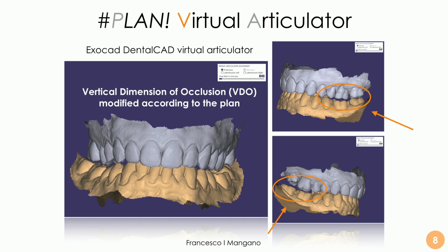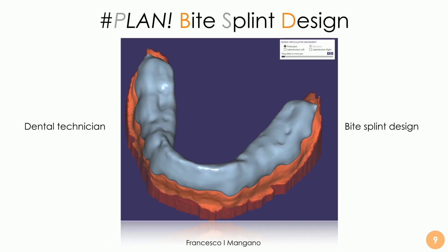And then in this very simple case, the dental technician doesn't want to do anything special. He wants to design a bite for relaxing the muscles of the masticatory system and the jaw. And basically, the vertical dimension of occlusion is modified according to the plan for creating the space for the bite. And this bite splint is designed accordingly using the operator of the exocad software, the computer-assisted design software for prosthetics, in this case a valuable tool also for designing the bite splint.